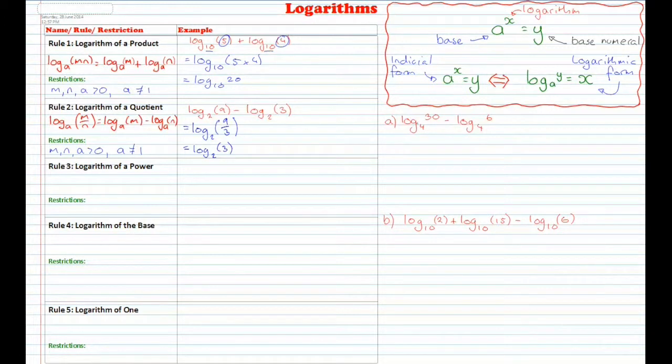Now what I want you to do is press pause and attempt the following questions. That is for part A, log base 4 30 minus log base 4 to 6. And for part B, log base 10 2 plus log base 10 15 minus log base 10 to the 6. Remember when you're done to press play so you can check your answers out against mine.